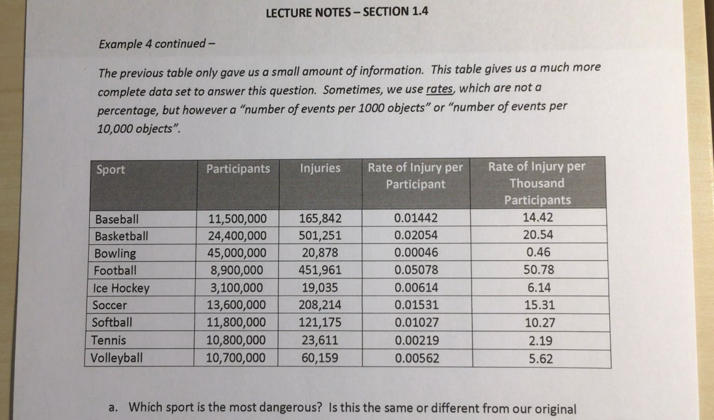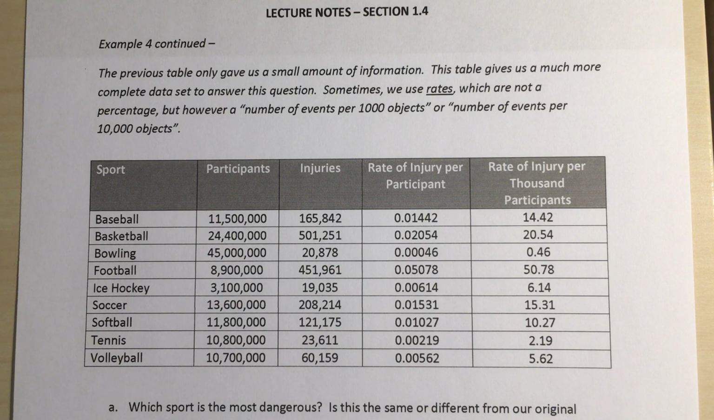Oftentimes we use rates or percentages. In some cases we're going to use percentages, in some cases rates, and we could use both in this case. But notice that in our last two columns, we are given the rate of injury per participant. Our rates are not exactly percentages based out of 100, but they could be based out of something else, a number of events out of so many objects.